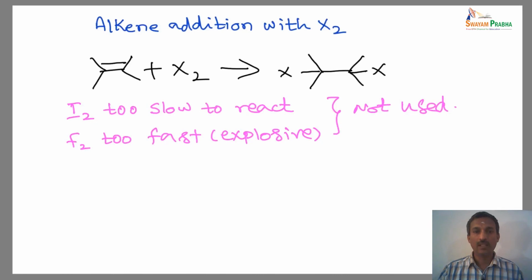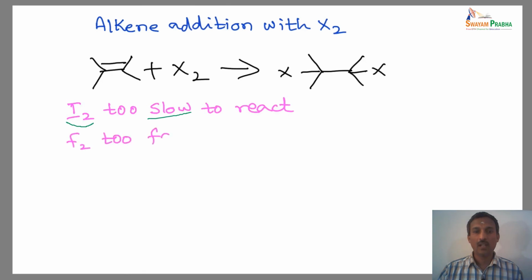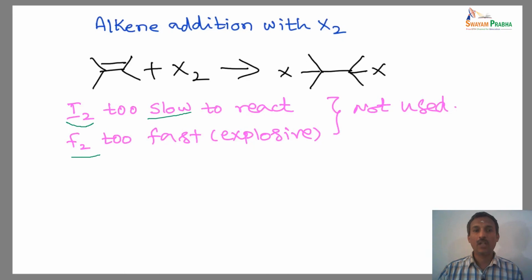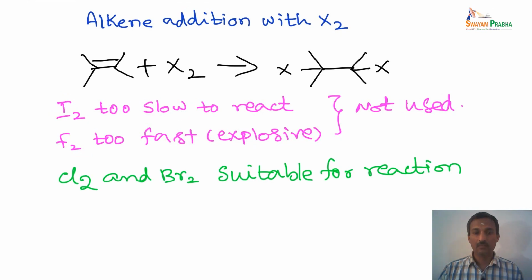Between the halogens, iodine is too slow to react and fluorine is too fast, that means an explosive reaction. So basically iodine and fluorine are not used in this particular addition reaction. In other words, iodides and fluorides are not prepared using this particular method. This leaves chlorine and bromine to be the best suitable reagents for the preparation of alkyl chlorides and alkyl bromides.